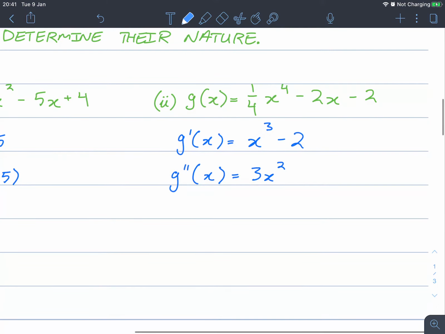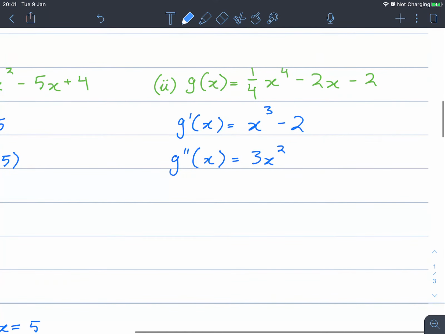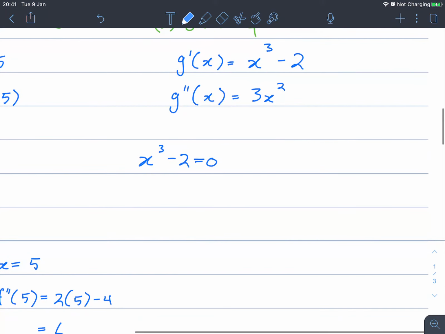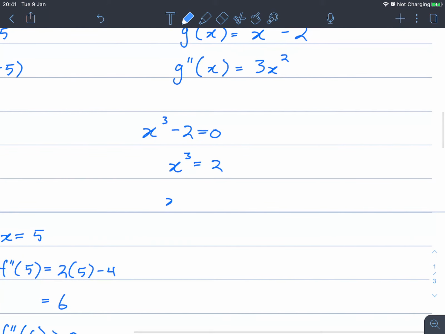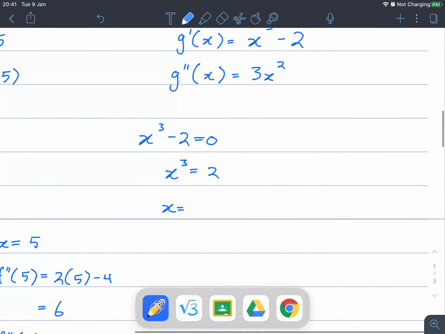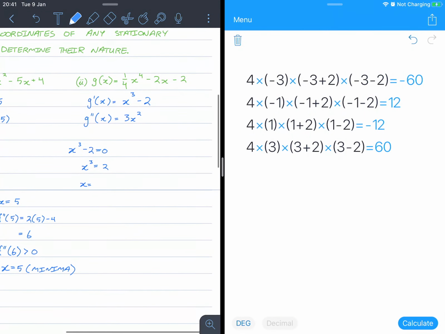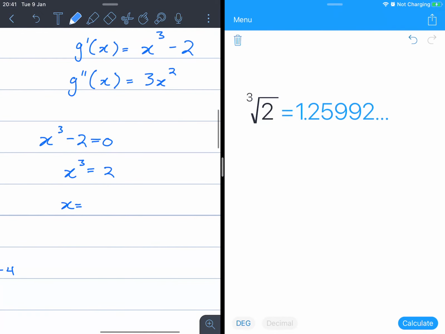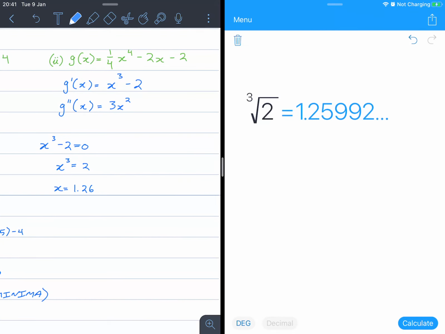Okay, so now let's find any points of 0 here. So let's let that equal 0. So x cubed minus 2 is equal to 0. x cubed is equal to positive 2. x is equal to the third root of 2. I do not know what that is. The third root of 2. It's 1.26. So now, that's the only point that we have.